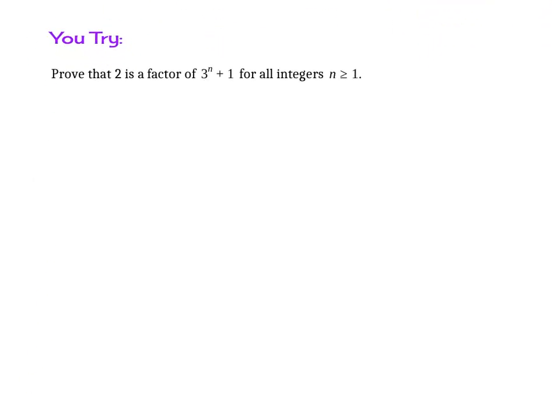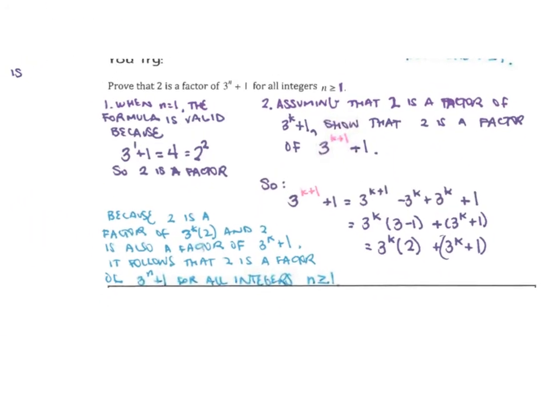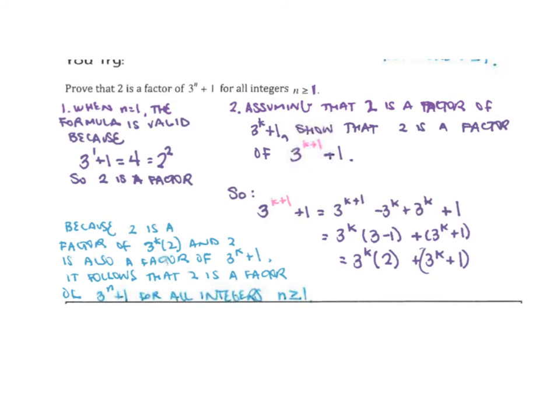Prove that 2 is a factor of 3^n plus 1 for all integers n greater than or equal to 1. There is no typo here. You should see that 2 is a factor of whatever number you get after you plug in 1. All right. So when n equals 1, the formula is valid because 3^1 plus 1 is 4. And really, we can rewrite that as 2 squared. So remember, 2 is a factor. So you can see that 2 is a factor of this value here, 3^n plus 1.